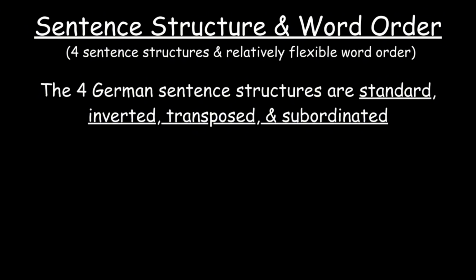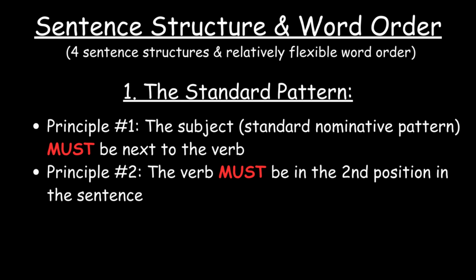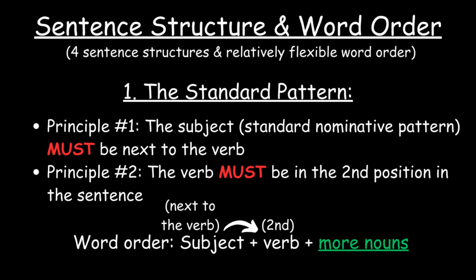But before I explain each one, we need to talk about 2 principles that support the standard pattern. It's valuable to know them because other sentence structures will break the standard rules. Principle number 1. The subject, which is the standard pattern in the nominative, must be next to the verb. Principle number 2. The verb must be in the second position in the sentence. These principles reflect the simplified standard sentence pattern. A subject, a verb, and more nouns. This is the standard sentence structure and its word order.